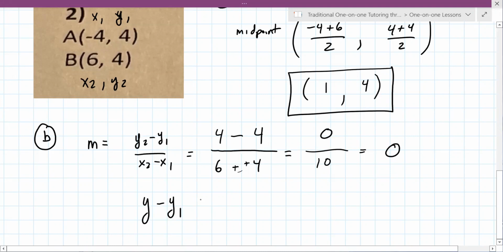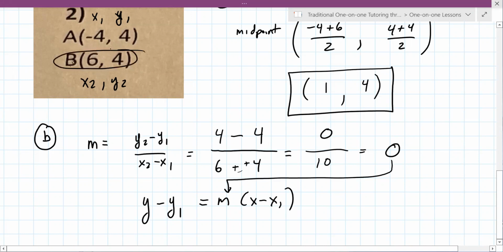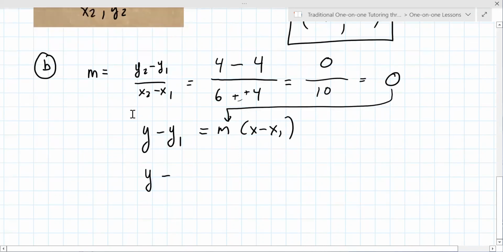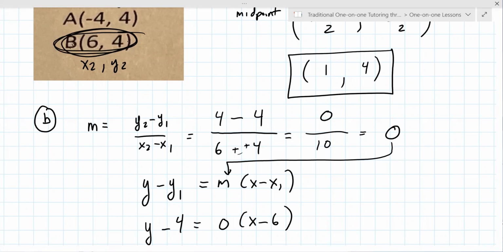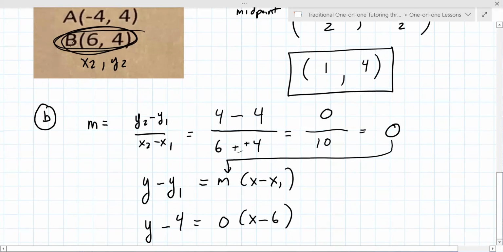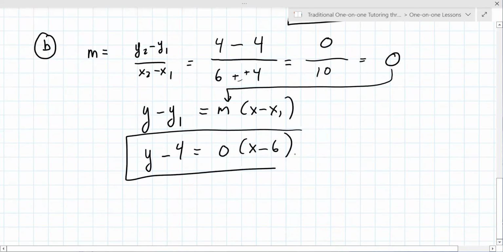Our equation of the line is y minus y1 equals slope times x minus x1. This number is going to go in for m. Now we actually can use either set of data points here. We're going to use the second one because they're both positive. So it's going to be y minus 4 equals 0 times x minus 6, and I'm using the second set of data points there. We can just leave it like that for now. That's probably good enough. So did you get all this down for part B?